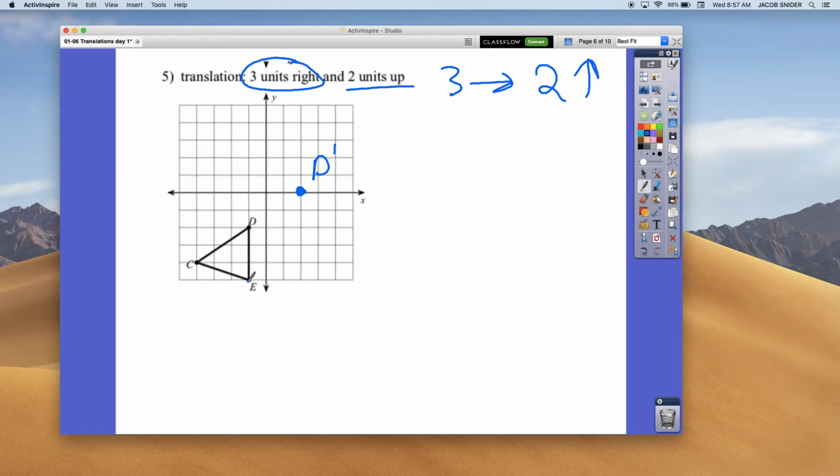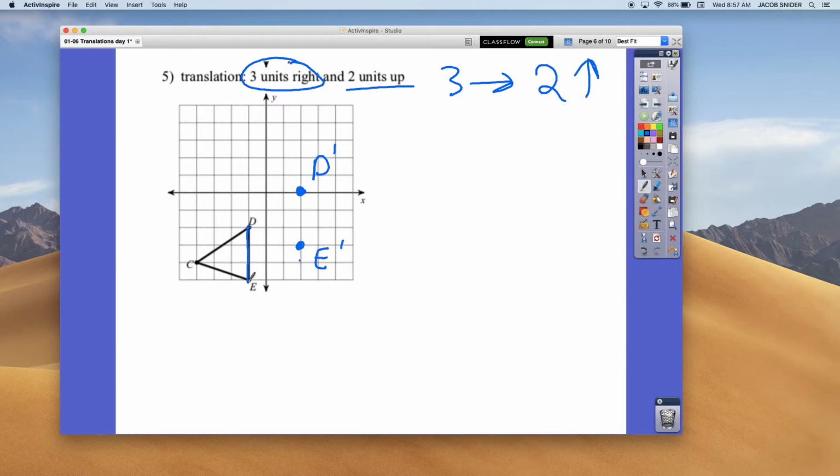Okay, E. 3 to the right: 1, 2, 3. Up 2: 1, 2. And as you get better at this, guys, some of you can probably see it already. D and E need to be right in the same line because they were in the same line over here, right? They were in that same line.